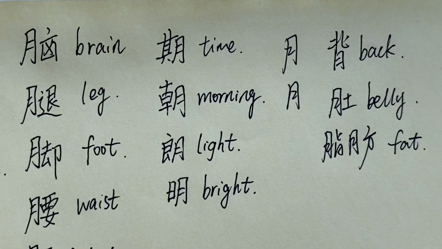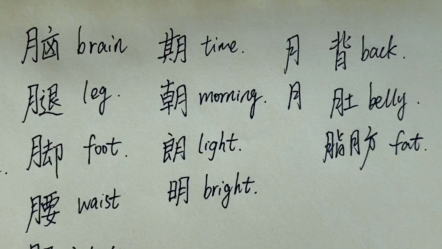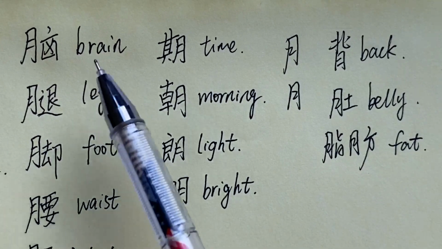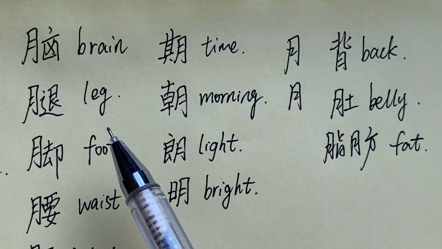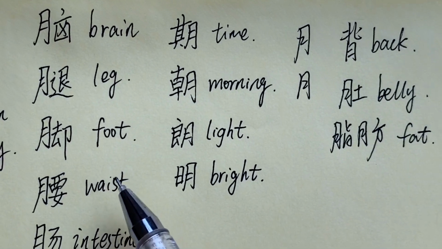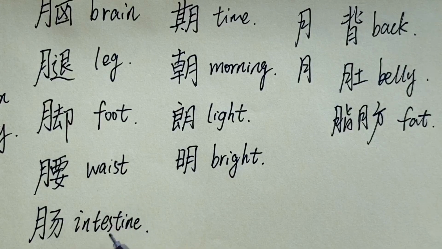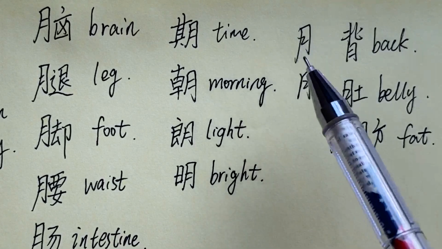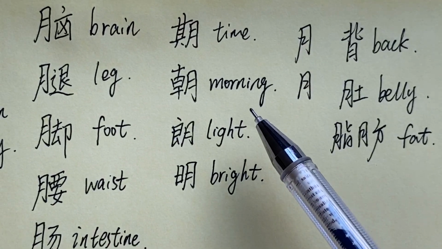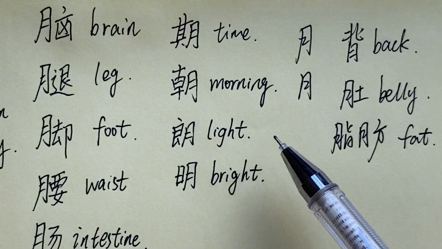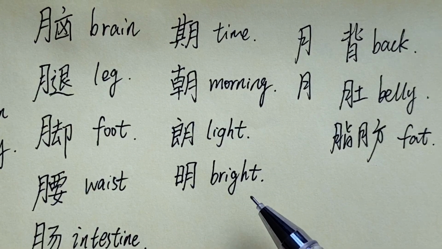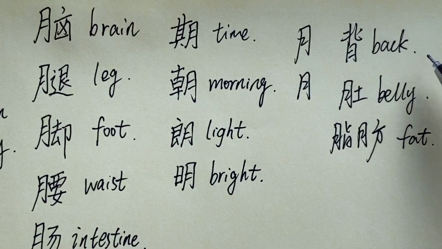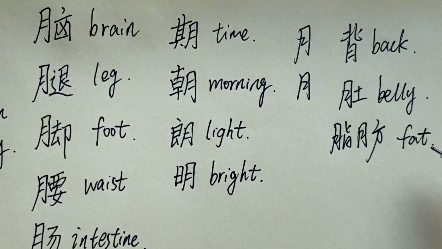月字旁: time, the moon, and the body related. 脑 brain, 腿 leg, 脚 foot, 腰 waist, 肠 intestine, 期 a period of time, 朝 morning, 朗 light, 明 bright, 背 back, 肚 belly, 脂肪 fat.